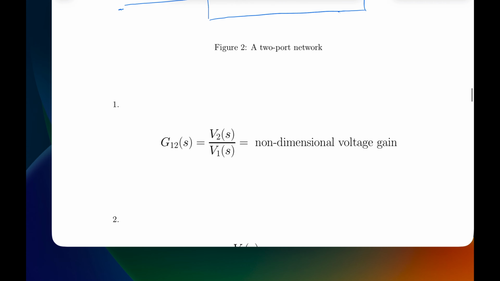So first we define the ratio of output voltage to input voltage. Symbolically, we write it as G21(s). V2 is output voltage, V1 is input voltage. So this is the voltage gain. Because both the numerator and denominator are measured in volt, this quantity is non-dimensional. So this is known as non-dimensional voltage gain.